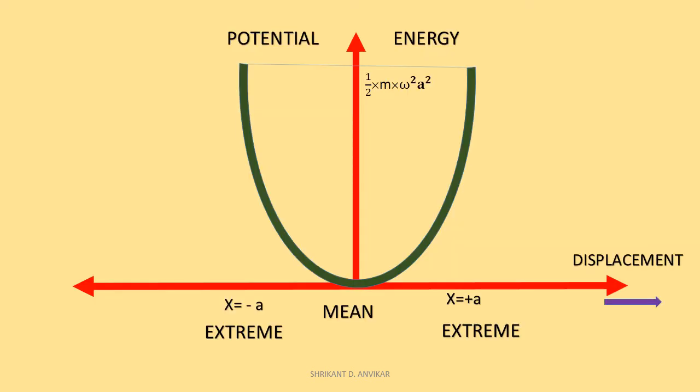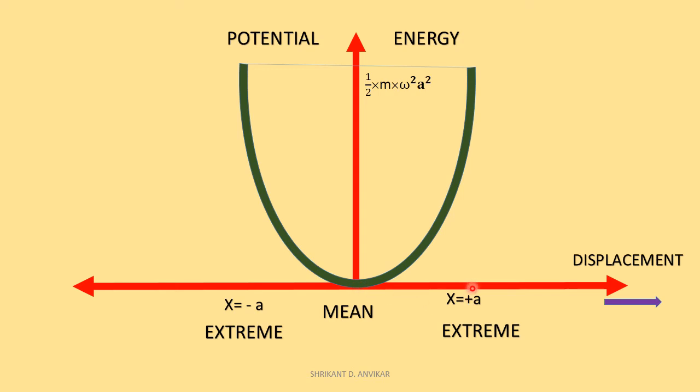Suppose we plot a graph of potential energy versus displacement. Displacement is plotted on the x-axis and potential energy of the particle is plotted on the y-axis. Suppose the origin of the graph coincides with the mean position.